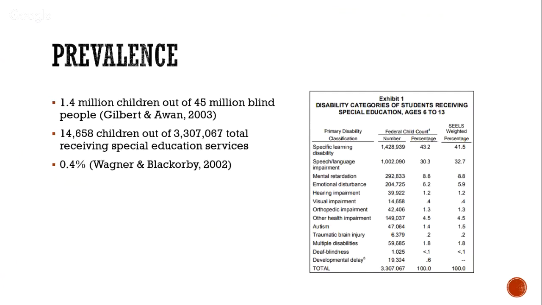caused. So the prevalence of visual impairments, there's 45 million blind people, and out of that, 1.4 million of them are children. So that's just kind of a general number of blind people. As far as special education services go, 14,658 out of about 3 million total are students receiving special education, and those are the ones covered under visual impairment, and that comes out to about 0.4%. So it's not a very prevalent disability, but it is still there.